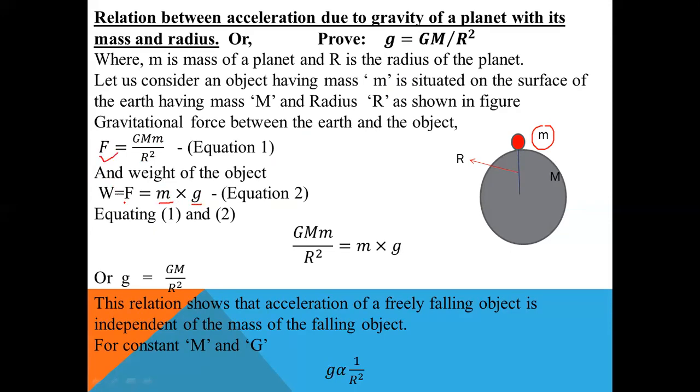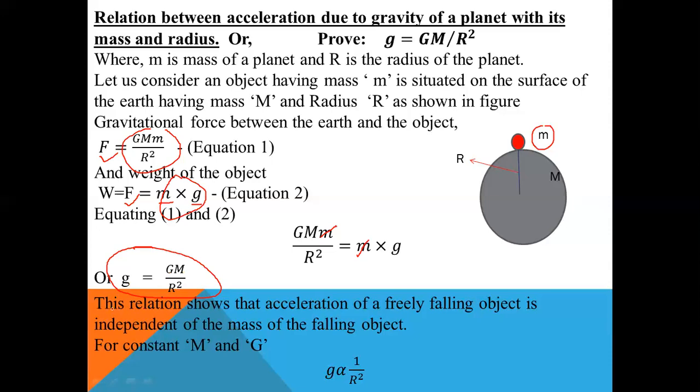Since these both forces are same, we can write this relation in this form: GMm by r square is equal to m into g. Left hand side both are F, so the right hand sides should also be equal. Therefore, the m and m will cancel out, so we get g is equal to GM upon r square. This means that acceleration due to gravity is equal to the product of the universal gravitational constant and the mass of the planet divided by the square of the distance between them.